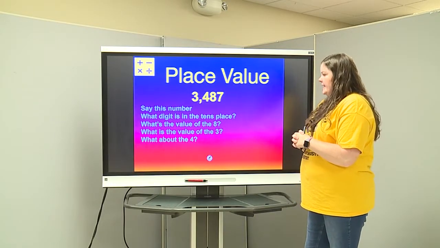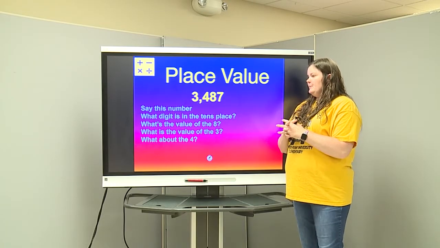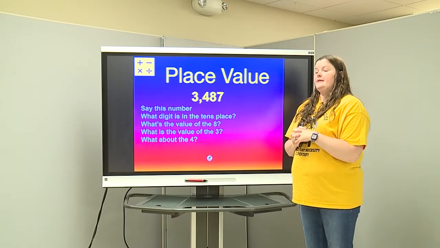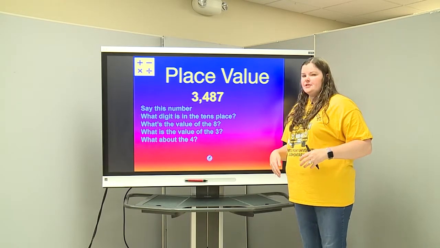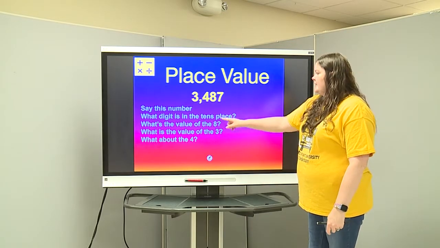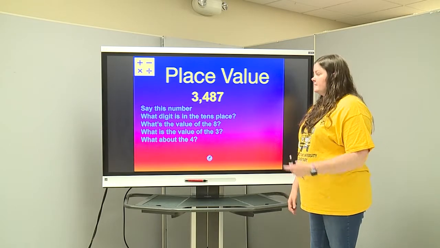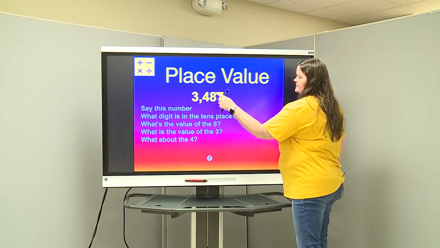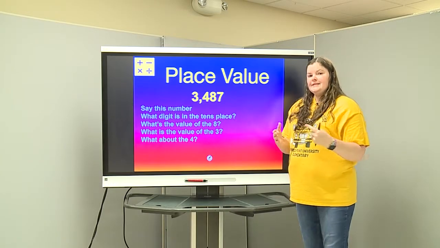All right, so fluency activity today is just called place value. I've given you a number, and it's 3,487. And then there's just some different questions below it talking about the value of some of these digits. So let's keep going. So it says, what is the digit in the tens place? So let's look at this number, 3,487. In that number, what is in the tens place?